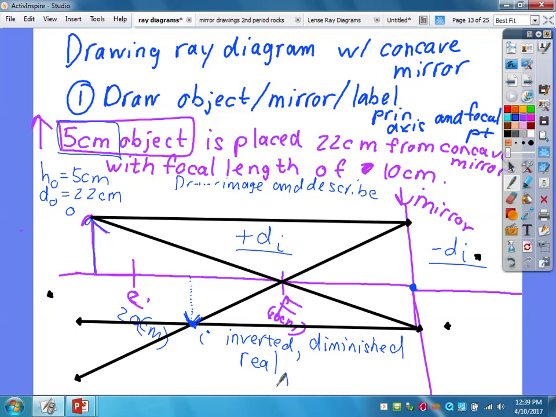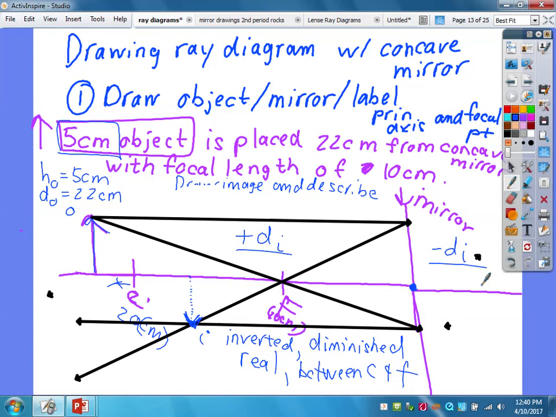The last thing, this is one we haven't gone over. How do I describe where my image is? Well, the way I describe it is by where my image is. Is it beyond C? Is it past here? Past C, up here? No. Is it at C? No. Is it between C and F? Yes. So I would say it is between C and F. And I can confirm that by finding the image distance. It's going to come out between 10 and 20 when we start actually doing calculations for it. The other areas are at F, before F, or we just say on the opposite side of the mirror itself. Negative di is what we'll usually say. Okay? So that's what we mean by where is the image.